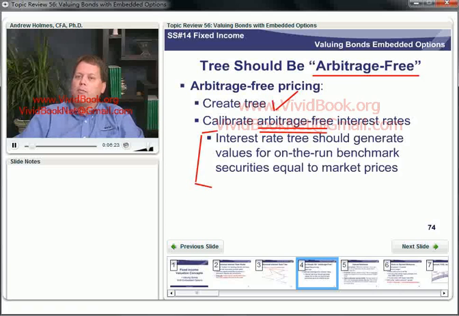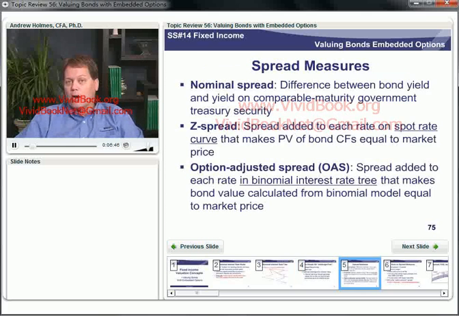So remind yourself that this should be arbitrage free, which means that if we actually use the tree to value a treasury security, it will give us the market price. So take your treasury security, run it through the valuation process. You will get the market price of the security. That's an arbitrage-free tree, but we're not actually going to be doing the arbitrage-free calibrations, and there are an infinite number of arbitrage-free trees.